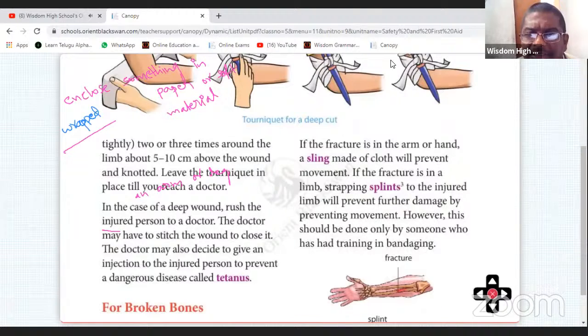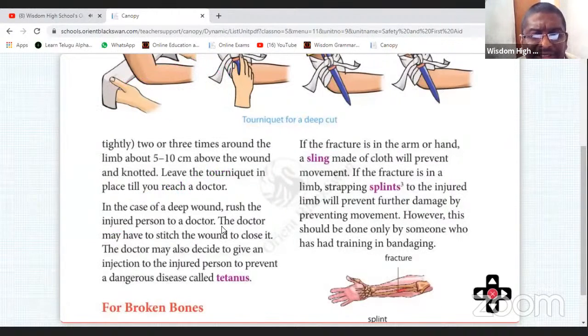Next, concentrate here. In case of a deep wound, rush the injured person to a doctor. The doctor may have to stitch the wound to close it. The doctor may also decide to give an injection to the injured person to prevent a dangerous disease called tetanus.